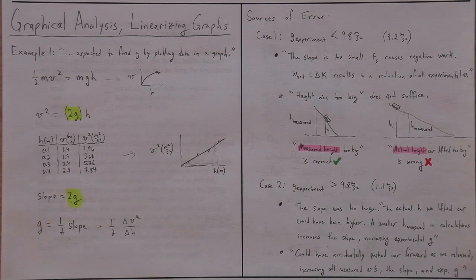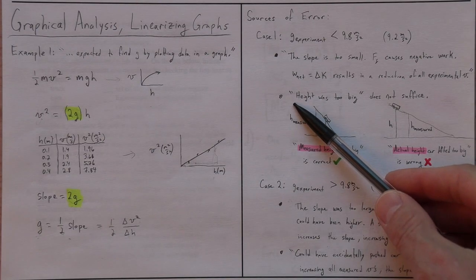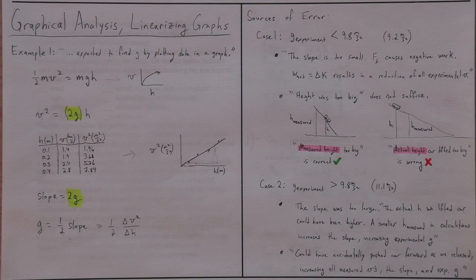Another possibility is maybe instead of the velocity being too small, the height was too big. Now here's the tricky thing. A lot of students will say, oh, I know why, the height was too big. That is not sufficient. Why isn't that sufficient? Because there are actually two heights. There's the true height, what it really is. And then there's the height that you measured. When you say height is too big, you're not saying which of those is too big. Is it the height you measured that's too big, or the actual height that's too big?